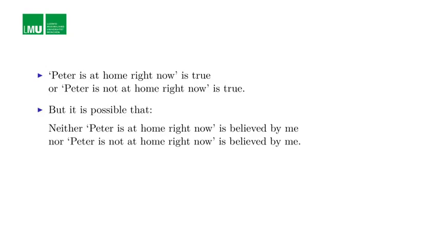But it might well be the case that I neither believe that Peter is at home right now, nor do I believe the negation. I might simply suspend judgment on the matter. For example, because I do not have good evidence either way. So belief allows for suspension of judgment, while truth does not. Belief is a super interesting concept, which, by the way, will be the topic of the next lecture. But let us not confuse it with truth.